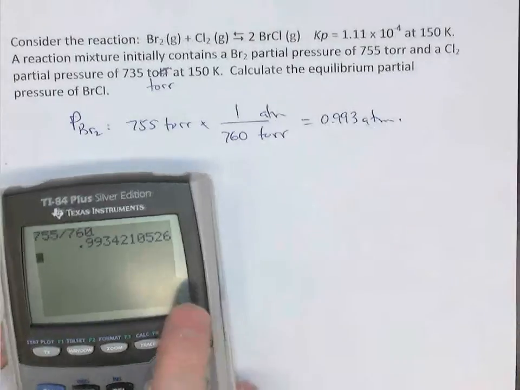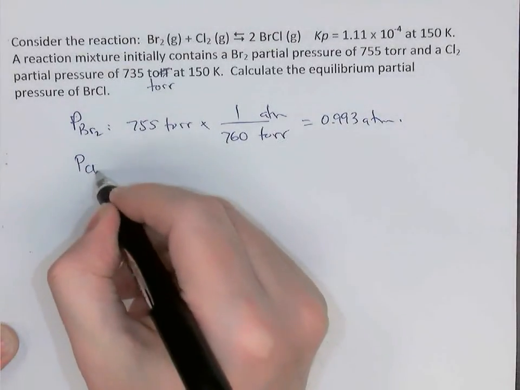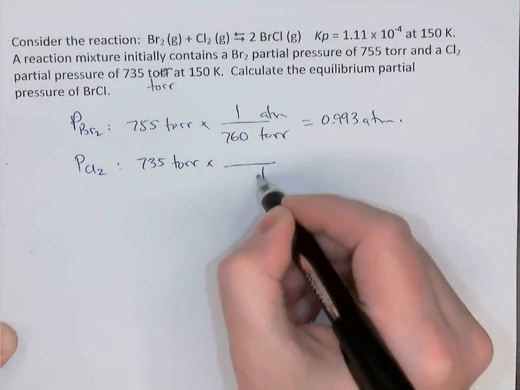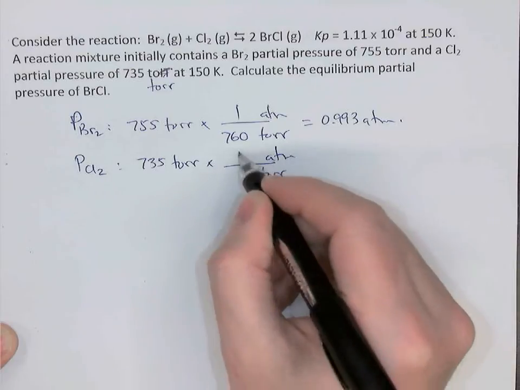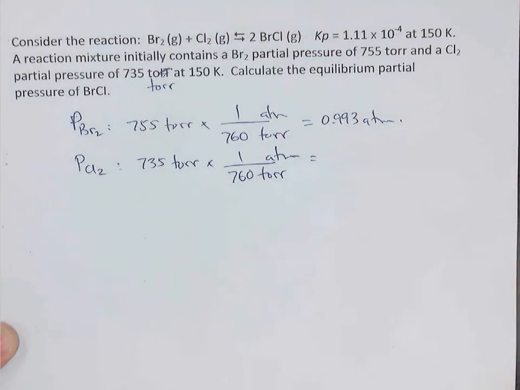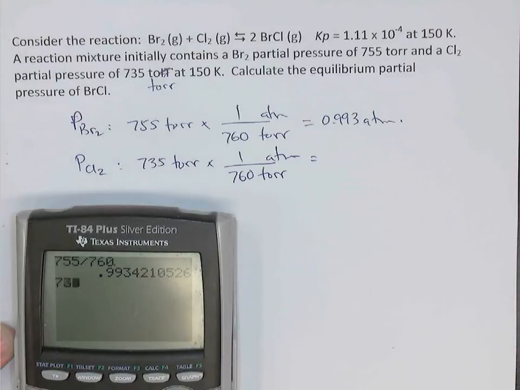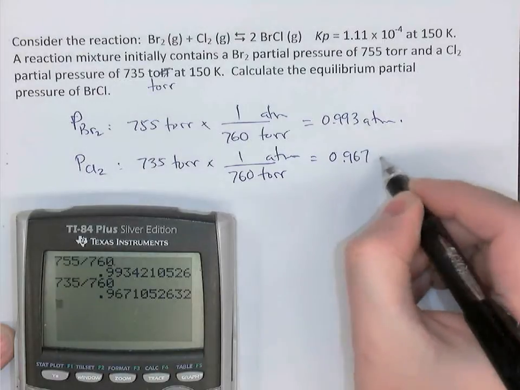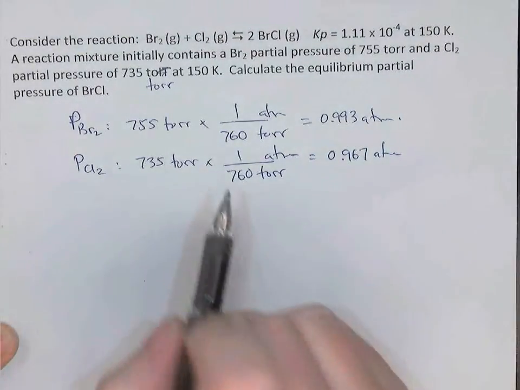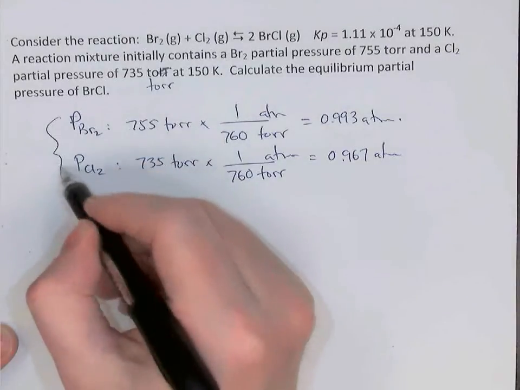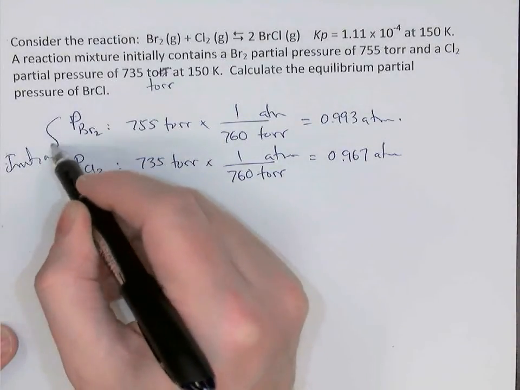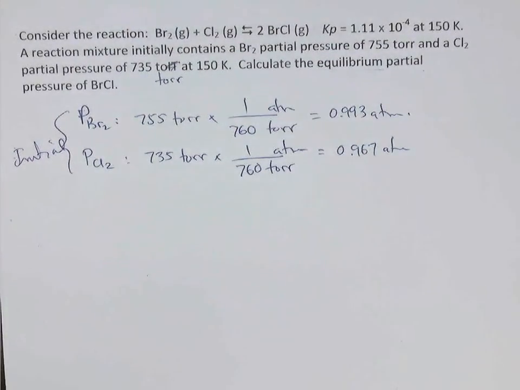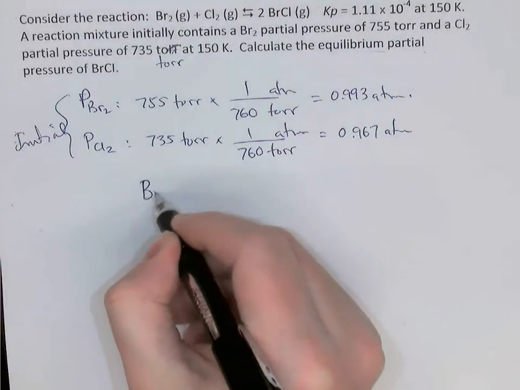atmospheres. And the pressure of the Cl2 is going to be 735 torr. Get rid of torr, switch to atmospheres, and slightly smaller pressure. So 735 divided by 760, 0.967 atmospheres. Now those were the initial pressures, so these are the initial, and we are looking for the equilibrium pressure of BrCl. So again, knowing initial and wanting equilibrium, that's a signal to set up the ICE table.